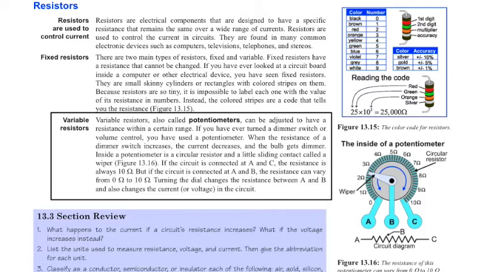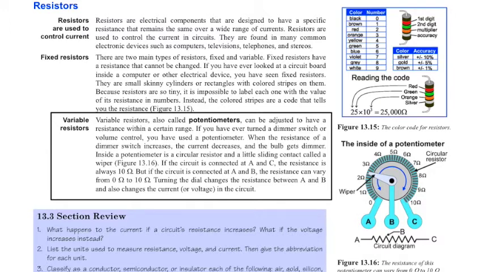Variable resistors. Variable resistors, also called potentiometers, can be adjusted to have a resistance within a certain range. If you have ever turned a dimmer switch or volume control, you have used a potentiometer. When the resistance of a dimmer switch increases, the current decreases and the bulb gets dimmer, or the volume gets smaller.